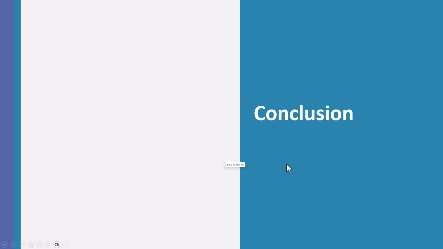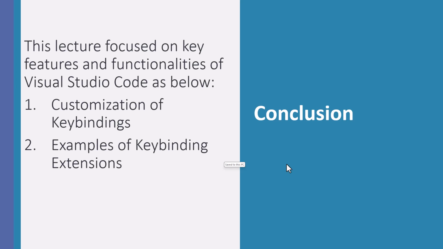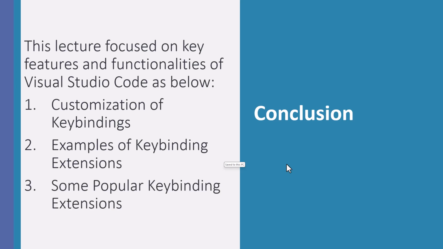Now in conclusion, this lecture focused on key features and functionalities of Visual Studio Code as below: customization of key bindings, examples of key binding extensions, and some popular key binding extensions that we have seen.